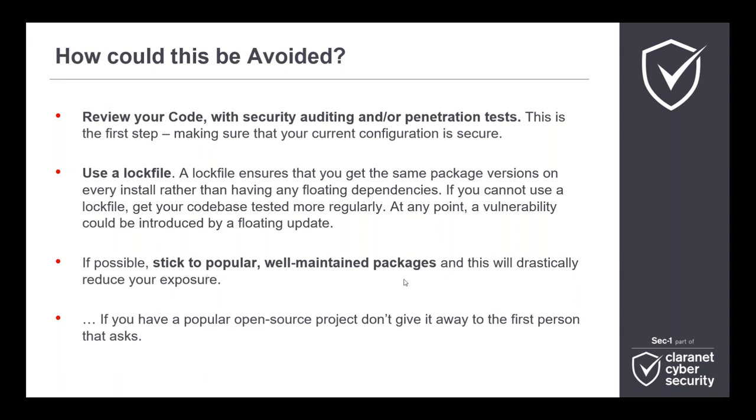I would say that this is one of the more important pieces of advice, which is to stick to popular and well-maintained packages. This will really dramatically reduce your exposure. Not so much with Event Stream, because a lot of people were using it, but before installing or adding a library or package, you want to have a look at the GitHub repo and see when the last commit was. If it was 2-3 years ago, you know that this is something that has had 2 to 3 years of no fixes, no issues. And then finally, my advice is that if you have a popular open source project, please don't give it away to the first person that asks. So that should go without saying.